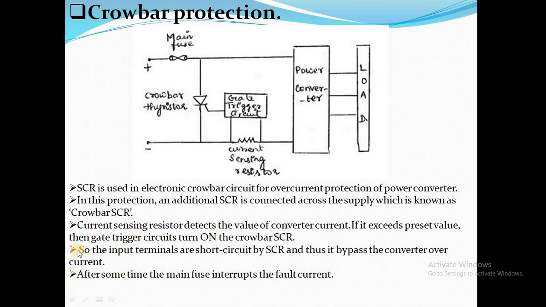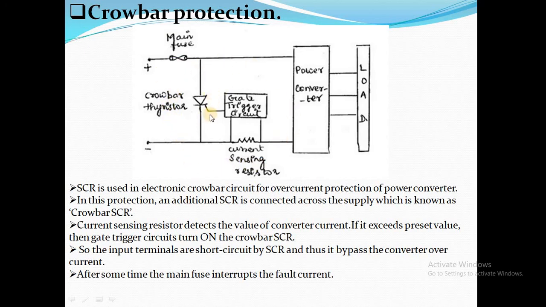So SCR is used in electronic crowbar circuit for overcurrent protection of power converter. Normally we are having two threats, overvoltage and overcurrent protection. For overvoltage protection, snubber circuit is used, and for overcurrent protection, crowbar circuit protection is used. For the overcurrent, we can also use the main fuse, but along with the main fuse, here we are using a crowbar circuit.